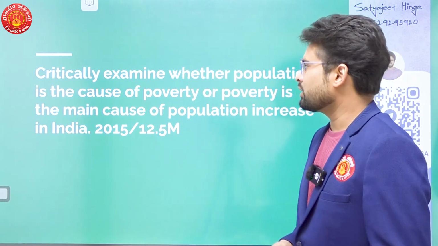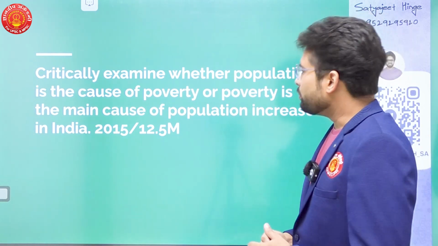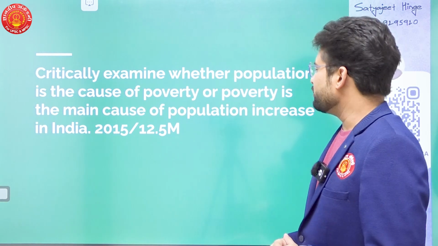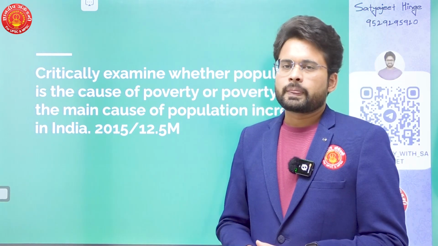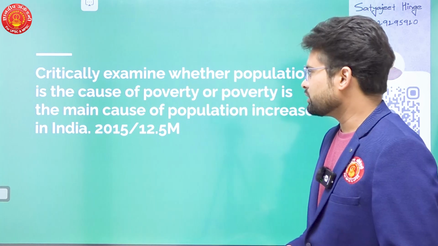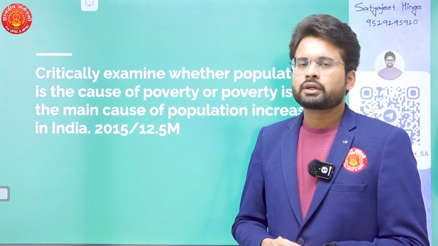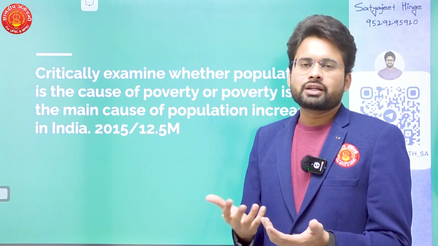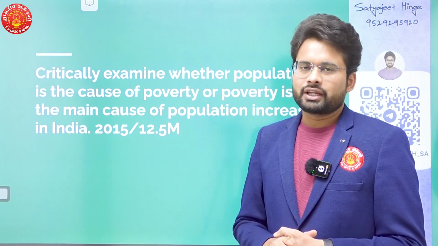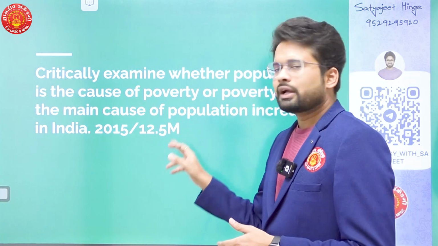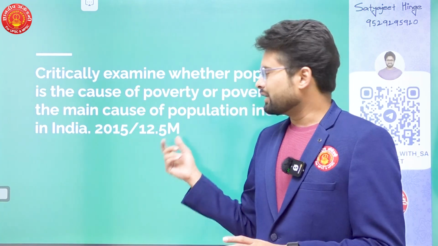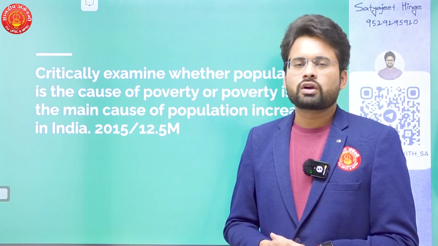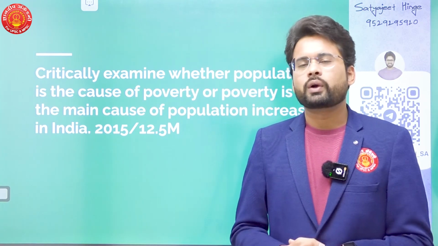The question reads like this: critically examine whether population is the cause of poverty or poverty is the main cause of population increase in India. Okay, so we are asked with two important points here: whether population is the cause of poverty, or rather poverty is the cause of population increase in India. And that was asked for 12.5 marks, but as this marking scheme is not now present, we will consider this question for 15 marks and design it accordingly.